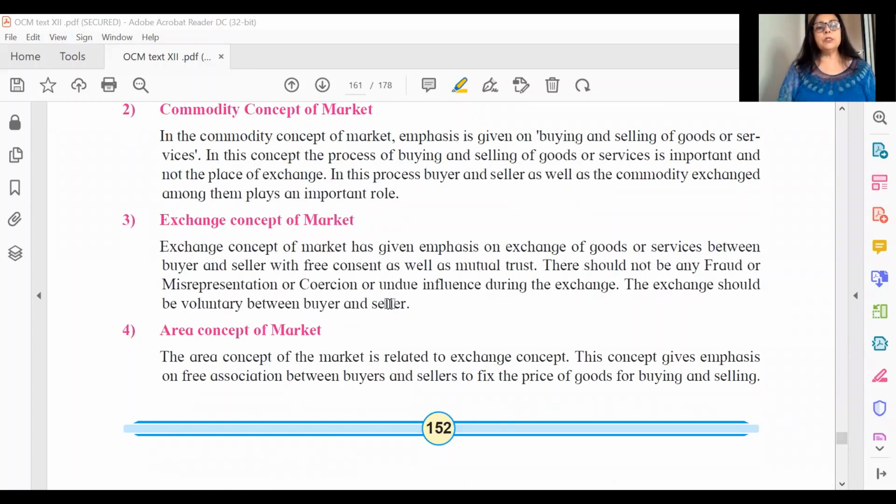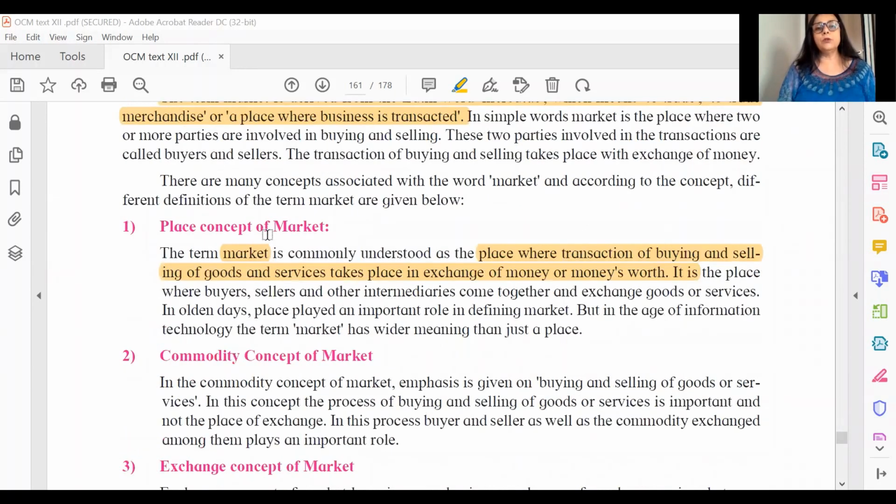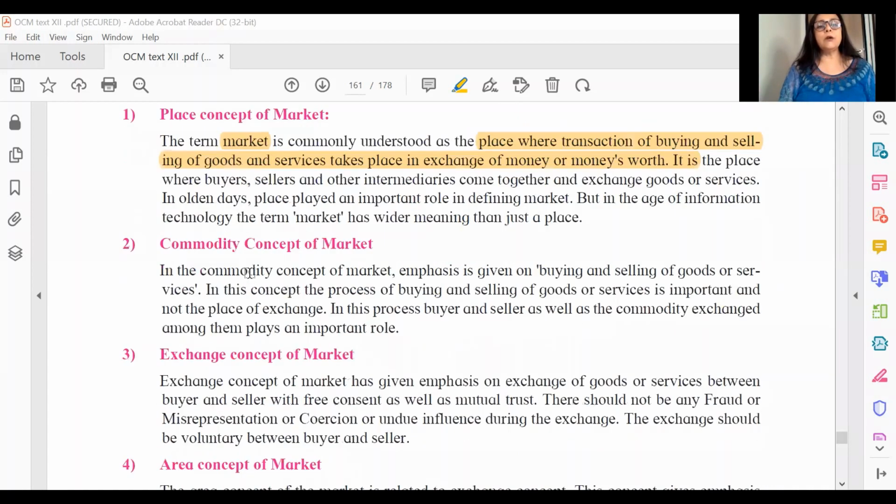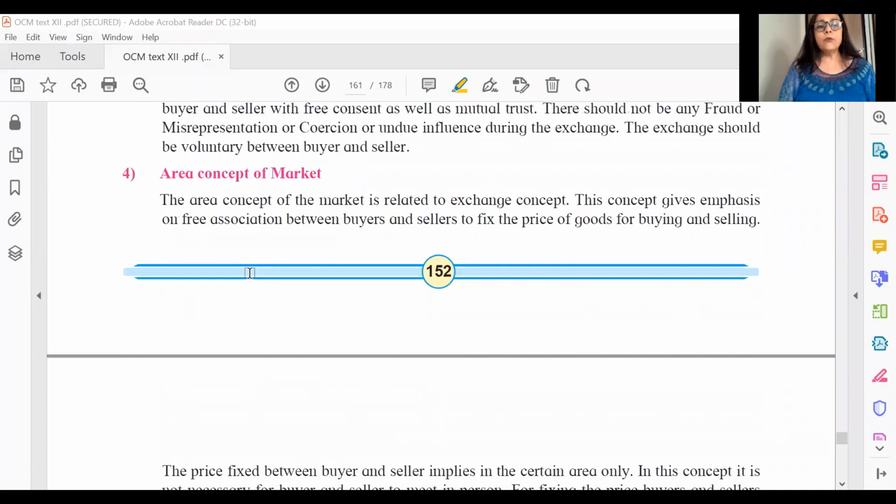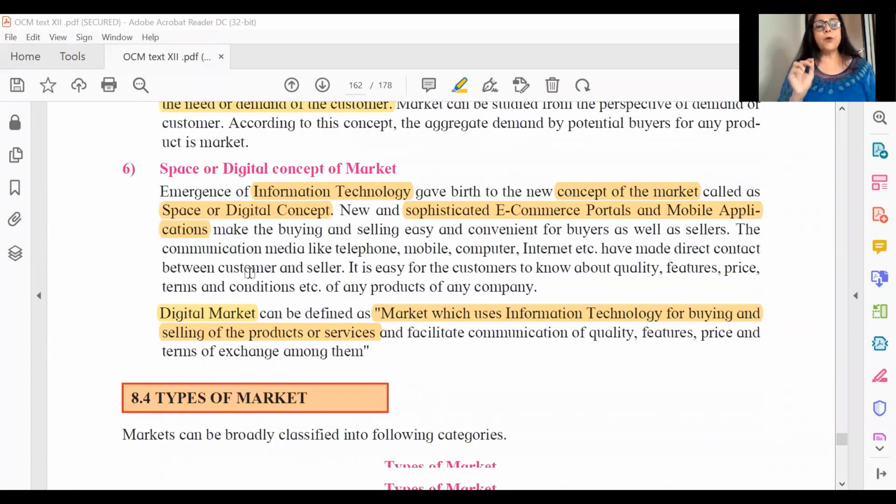In the September paper, there was this objective where it was asked, place where goods are bought and sold. All right, so that is the market. The answer to that objective was market. So this objective in the September paper was on the place concept of market. Another example I gave you is how you could be asked odd one out. So please always remember the head points.